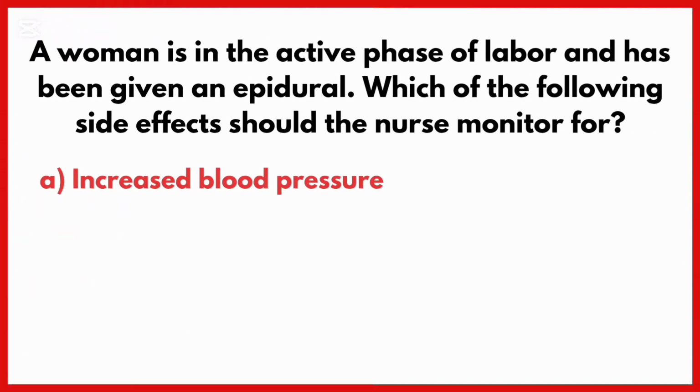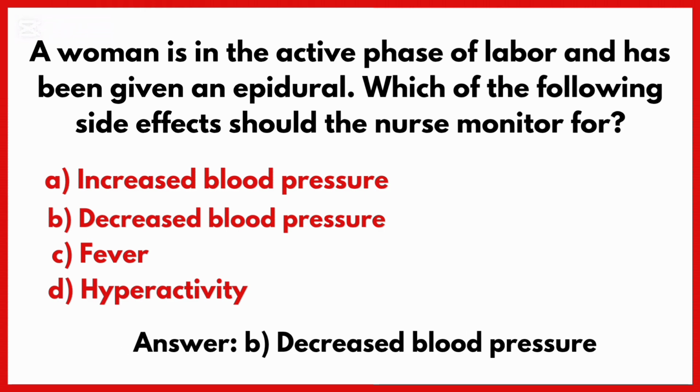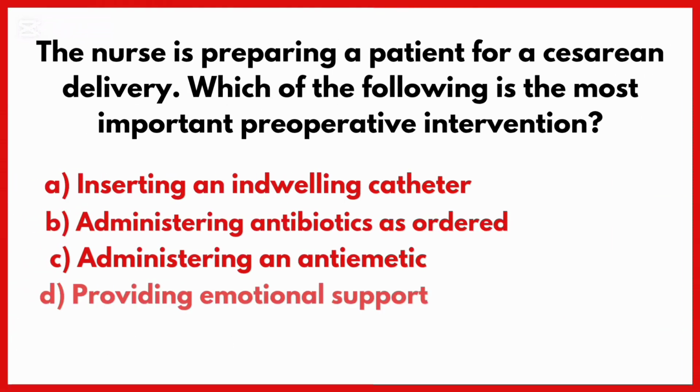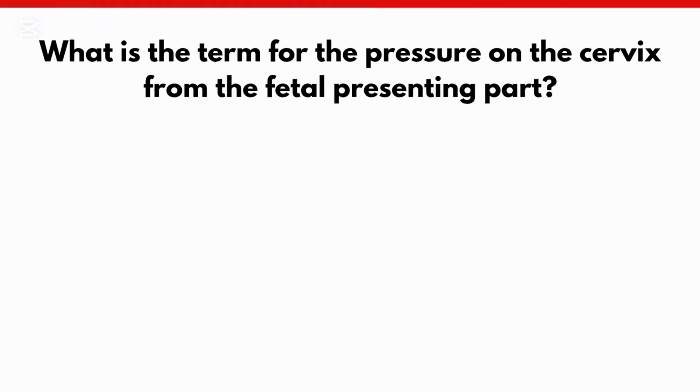A woman is in the active phase of labor and has been given an epidural. Which of the following side effects should the nurse monitor for? Correct answer is option B, decreased blood pressure. The nurse is preparing a patient for a cesarean delivery. Which of the following is the most important preoperative intervention? Correct answer is option B, administering antibiotics as ordered.